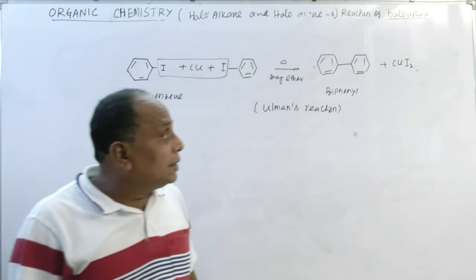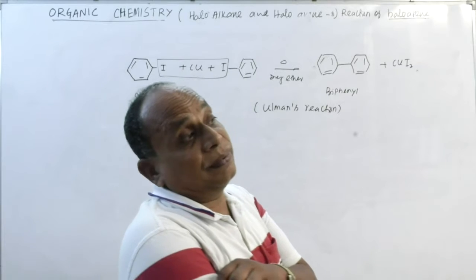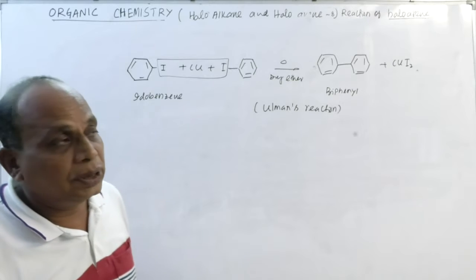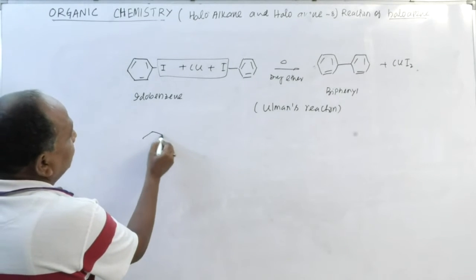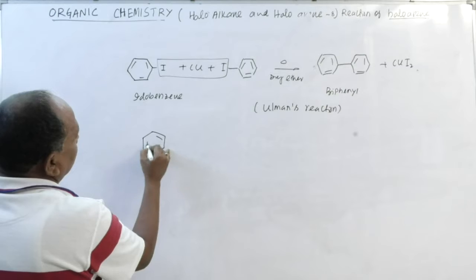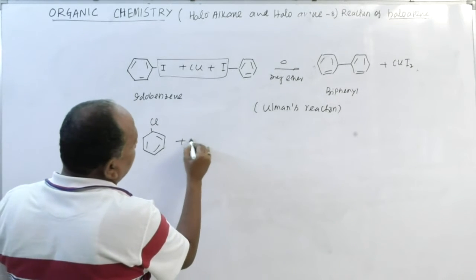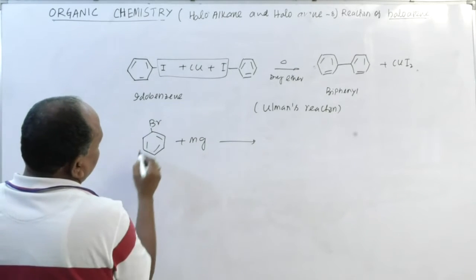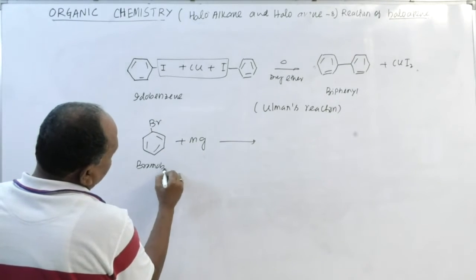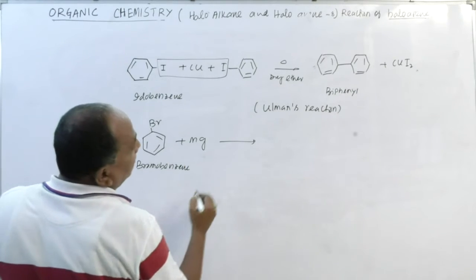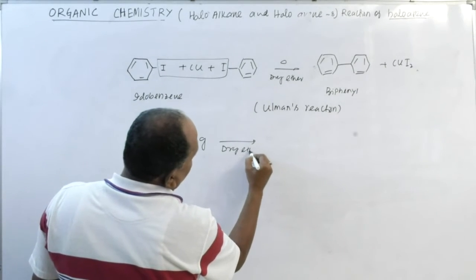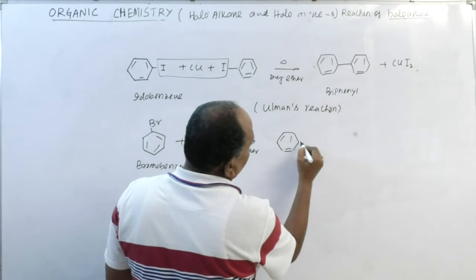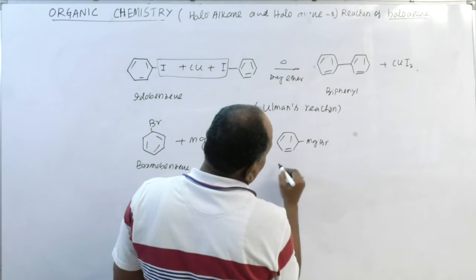Okay, students, these are the reactions of chlorobenzene with sodium. Chlorobenzene can react with magnesium, or you take bromobenzene. It reacts with magnesium in dry ether, resulting in the formation of phenyl magnesium bromide.